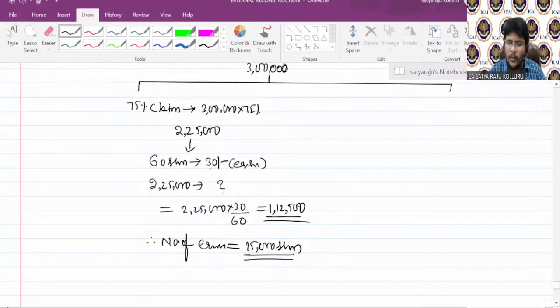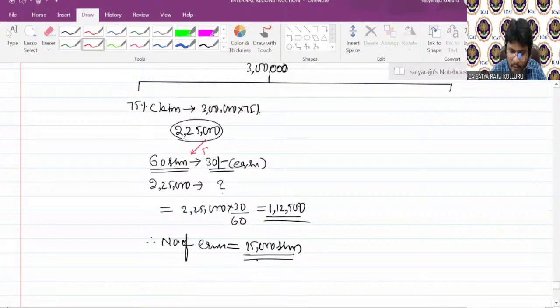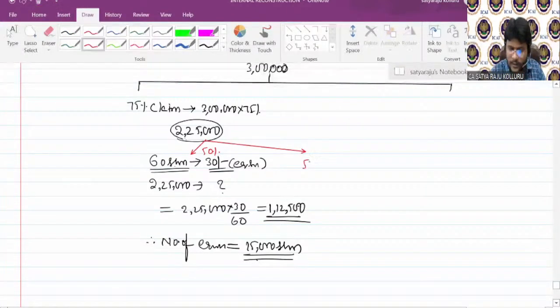Okay. Sir, what about the remaining 30 rupees, sir? The remaining 30 rupees is foregone. So out of this 2,25,000, for each 60 rupees, we are only issuing 30 rupees, which means only the 50% portion we are issuing as equity shares. Am I right? Only the 50% portion you are issuing. What about the remaining 50% portion, sir? The remaining 50% portion is foregone. Okay, this is related to the 75% claim. Sir, what about the 25% claim, sir?